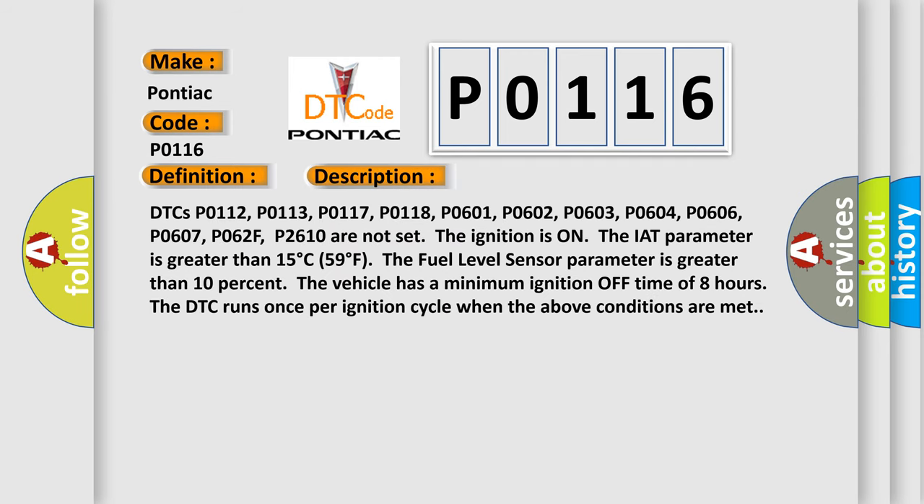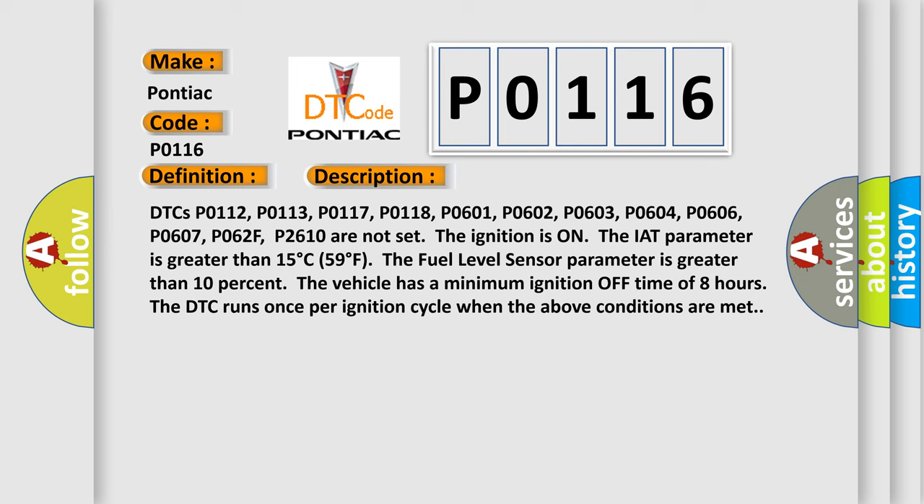DTCs P0112, P0113, P0117, P0118, P0601, P0602, P0603, P0604, P0606, P0607, P062F, P2610 are not set. The ignition is on. The IAT parameter is greater than 15 degrees Celsius, 59 degrees Fahrenheit. The fuel level sensor parameter is greater than 10%. The vehicle has a minimum ignition off time of 8 hours. The DTC runs once per ignition cycle when the above conditions are met.